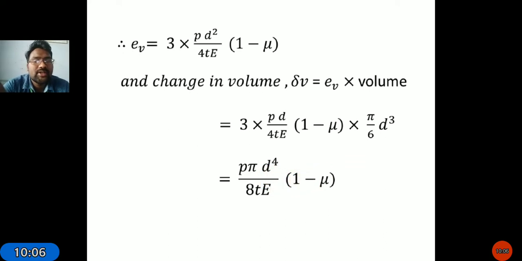Okay, the remaining, so therefore by simplifying this equation we'll get the final value of change in volume, that is P into pi d power 4 by 8 t E into (1 minus mu). Okay, it is the formula to calculate the change in volume in a thin spherical shell.